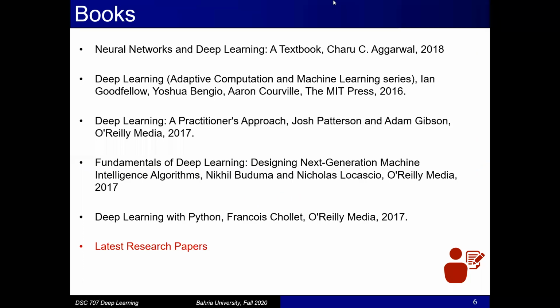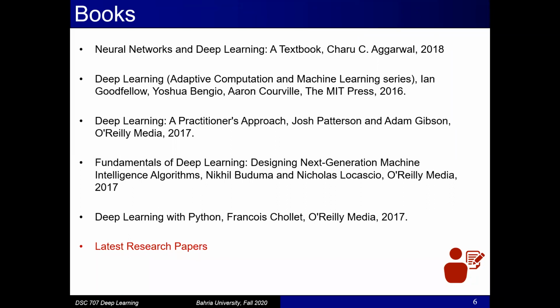From the perspective of books, as you all know, it is a fairly new domain, a new buzzword. So you won't find a lot of books on deep learning. But still there are some good books which you can find in the market. For example, the first one that you see, 2018, it's a good book. You can easily find it in the market. I'm not sure if the PDF is available.